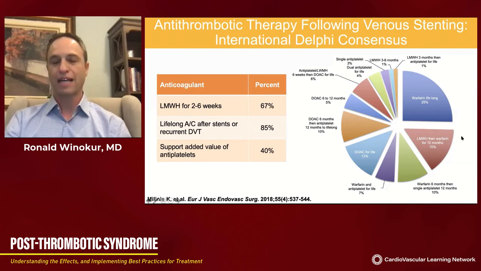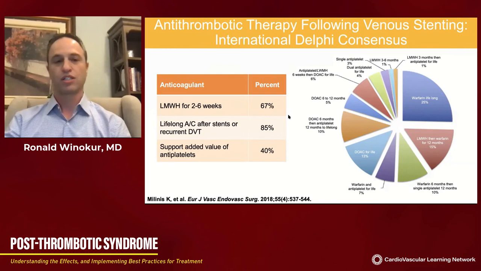And so a mixture of patients getting Coumadin, low molecular weight heparin followed by Coumadin, DOACs for life, and then a smaller grouping here that had antiplatelets plus low molecular weight heparin and then conversion to direct oral anticoagulant or some of these other combinations. And then they looked at percentages. So low molecular weight heparin in the initial time point after stenting was a very popular choice of therapy. And I think that's my personal choice of therapy for the initial 4 weeks after stenting and reconstruction. And you can see 67% of the individuals that were surveyed during this particular study agreed with that.